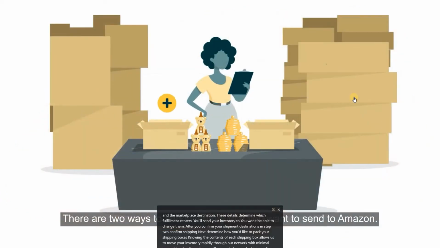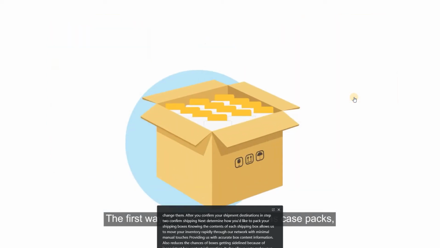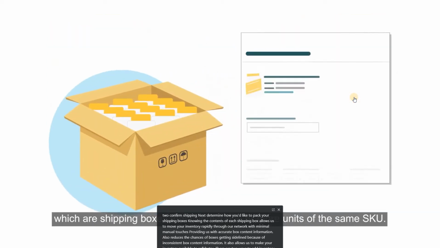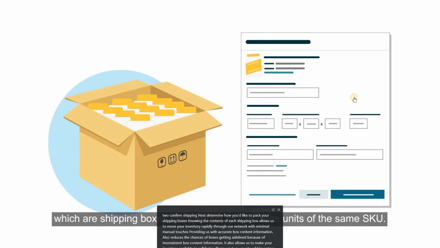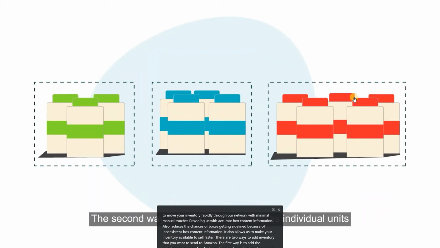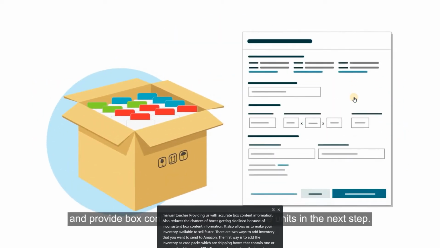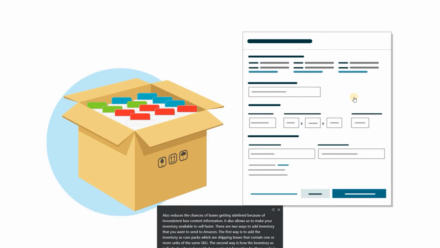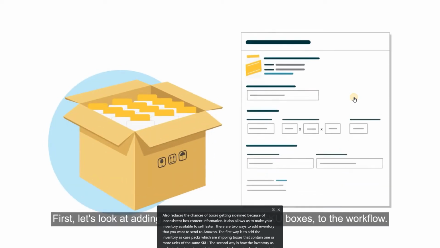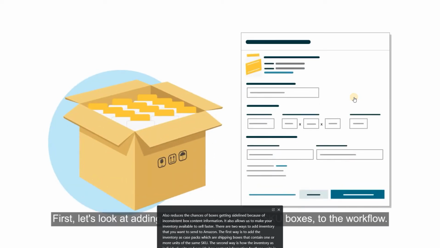There are 2 ways to add inventory that you want to send to Amazon. The first way is to add the inventory as case packs, which are shipping boxes that contain 1 or more units of the same SKU. The second way is to add the inventory as individual units and provide box content information for these units in the next step. First, let's look at adding case packs or single SKU boxes to the workflow.